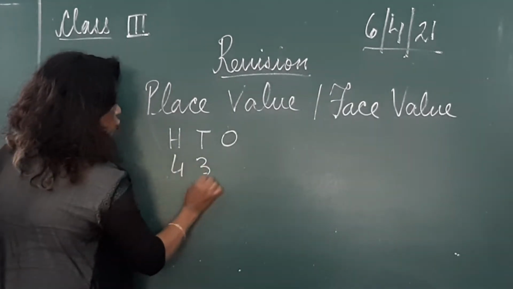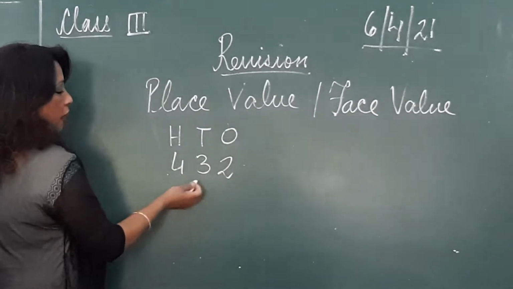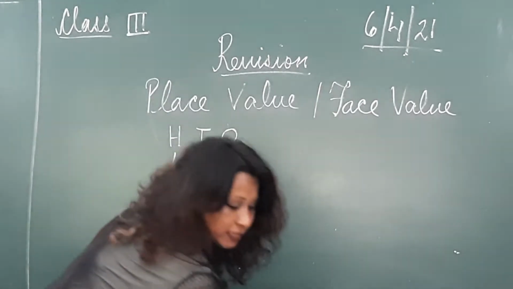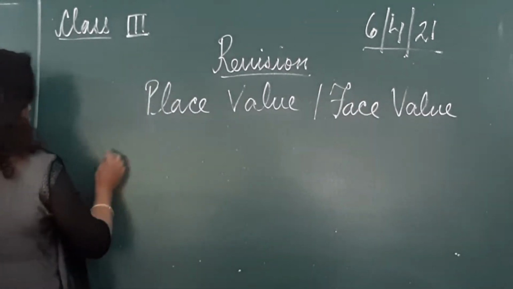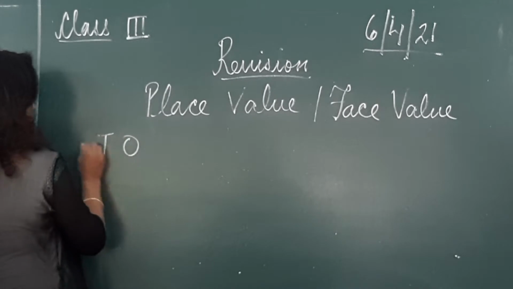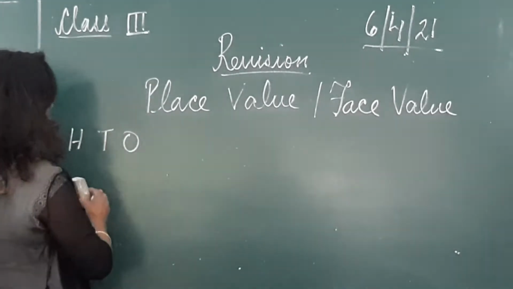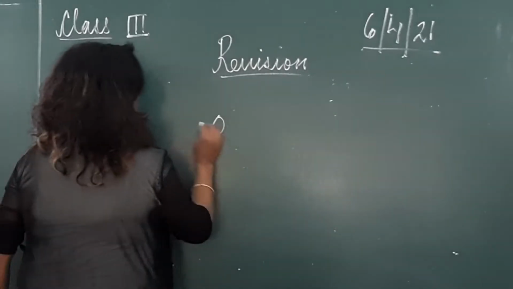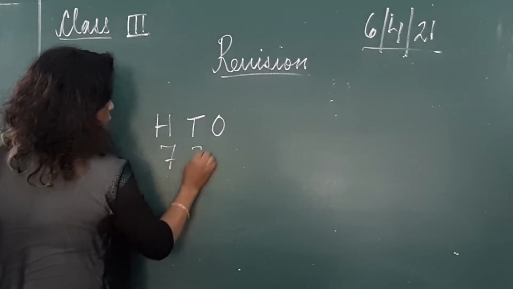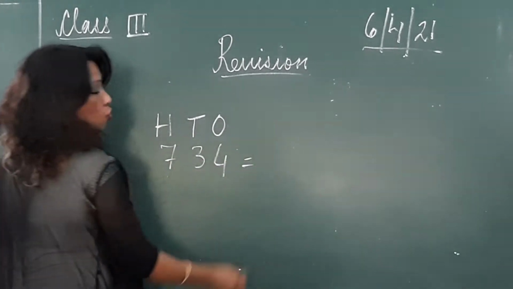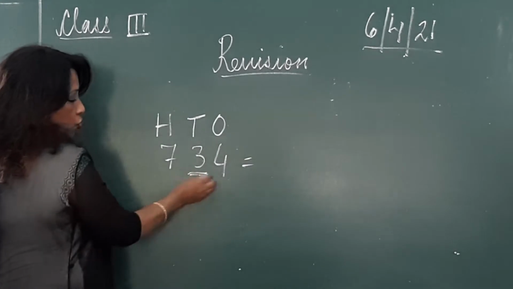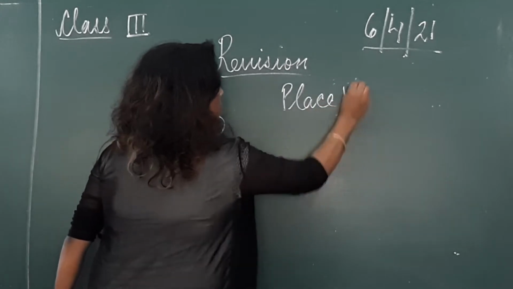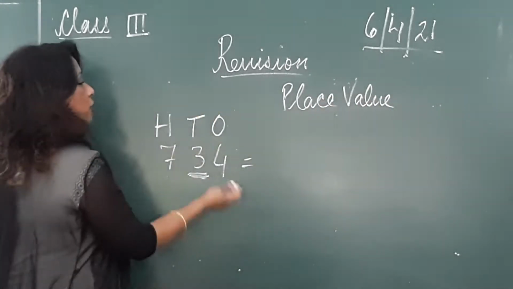So 7, 3, 4. If I underline 3, what will be the place value? Let me write this number this side so that it will be easy for you. Ones, tens, hundreds. Now if I underline 3 and ask what is the place value of 3?